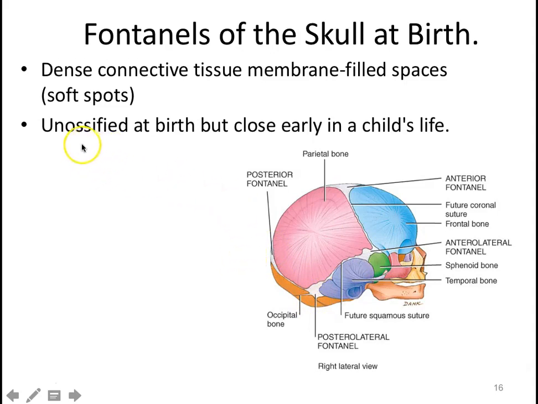They are not ossified at birth, but close early in a child's life. It is really important that they are not ossified. It allows the head to take on a different shape as the child is being born. It has to do that in order to make it out the birth canal. Sometimes these are fused prematurely, so in utero they're already fused. In that case, the baby can only be born by C-section.